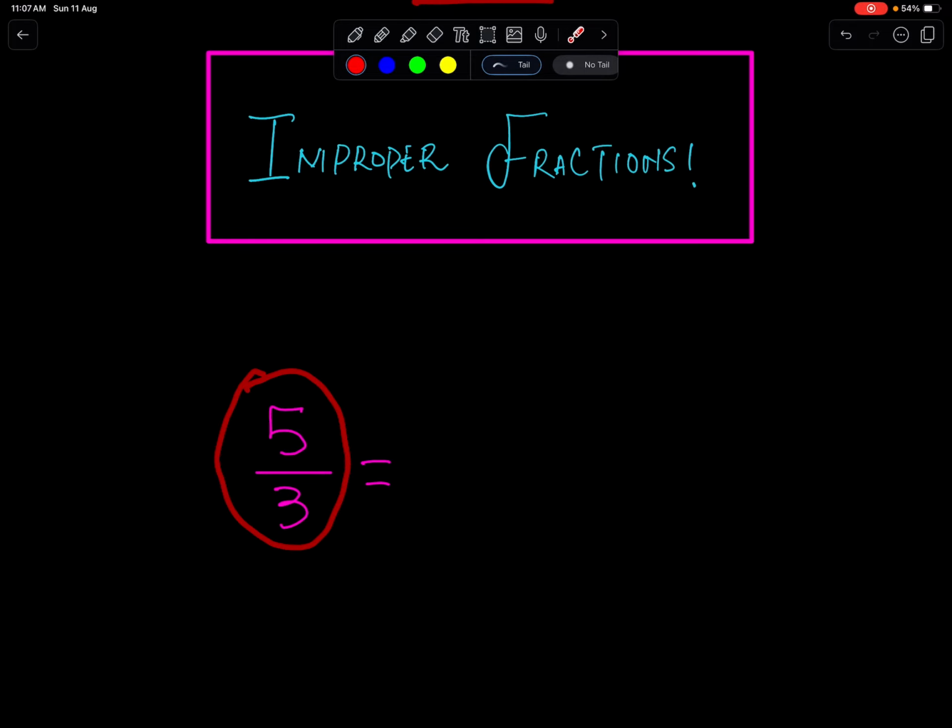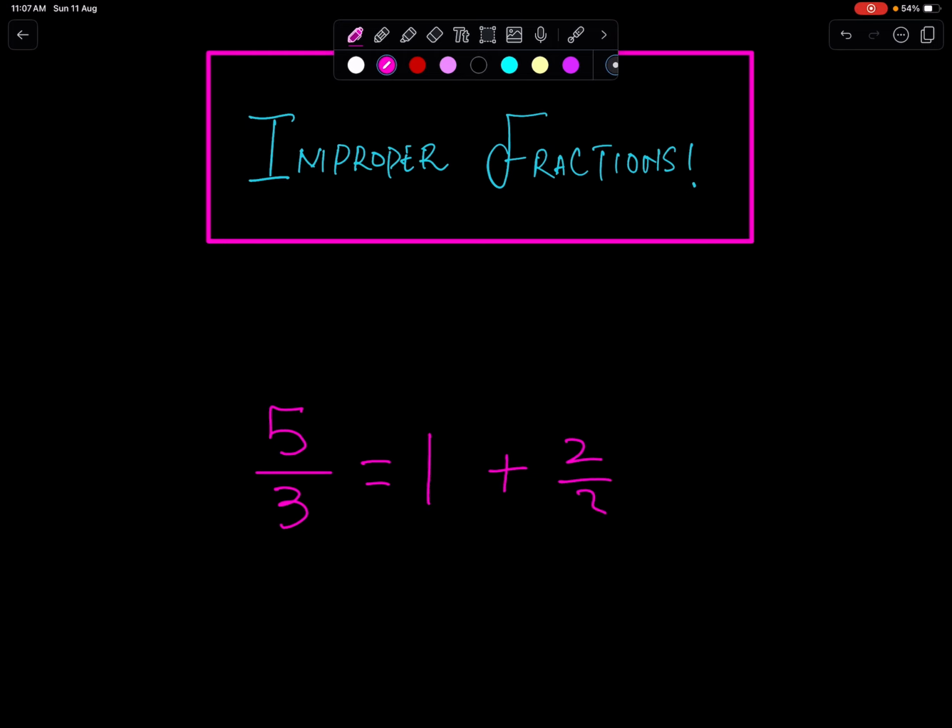5/3 is an example of an improper fraction. We can write this as 1 plus 2/3. So we can say that an improper fraction is a sum of a true integer and a fraction.